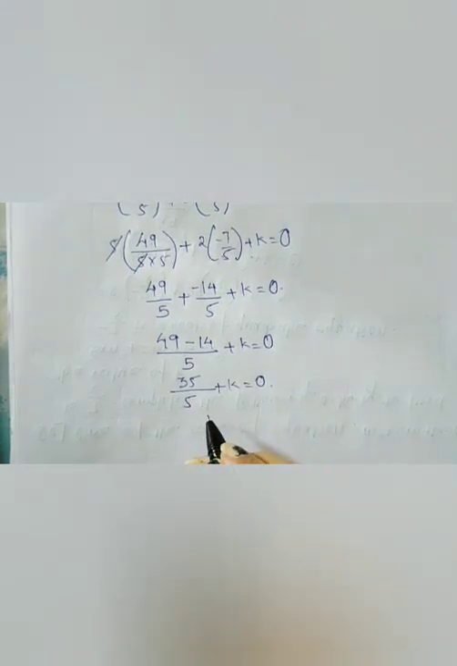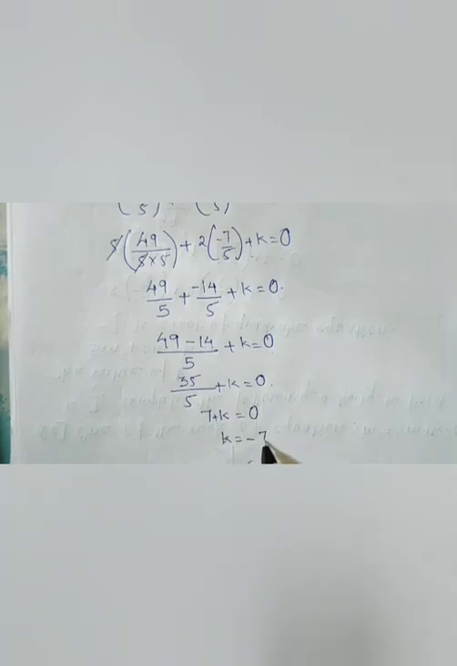Next, after dividing, we'll get 7 plus k equal to 0. Again k is equal to, this 7 will come this side, we will get minus 7. So the value of k is minus 7. I hope you understood how to do this. Please follow these steps, and it is very easy once you understand.